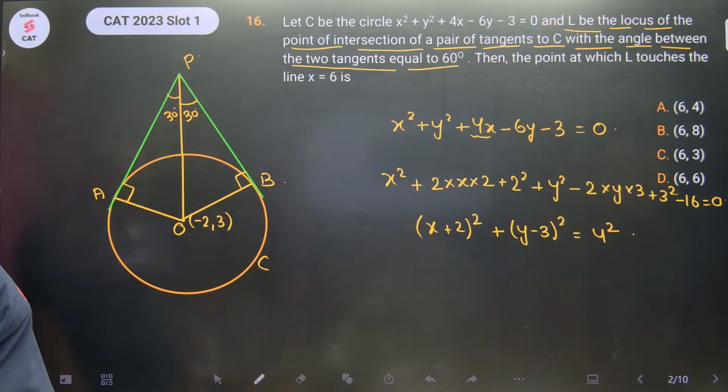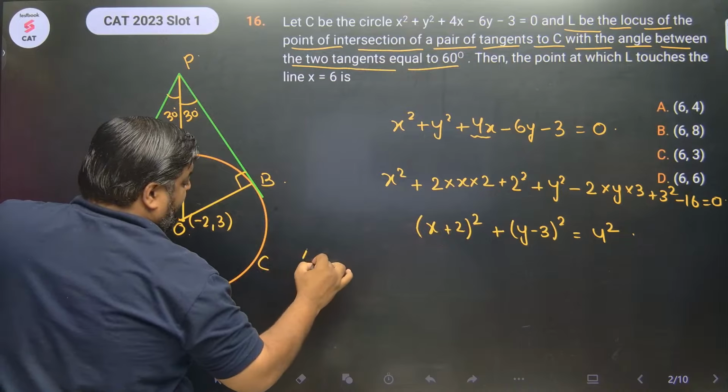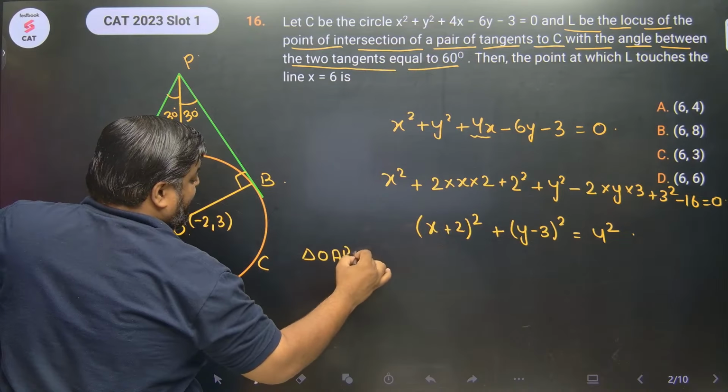So this OP would be the radius of the larger circle we spoke about. Yes or no? This OP will be the radius of the larger circle we talked about a while ago. And this triangle OAP is right angled.